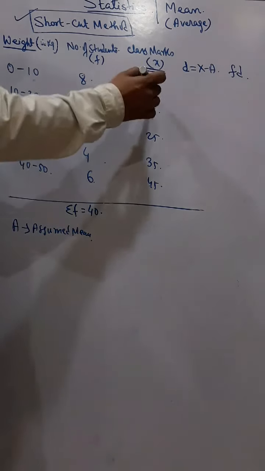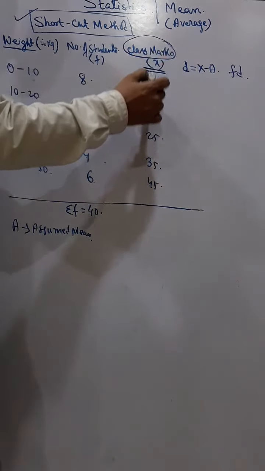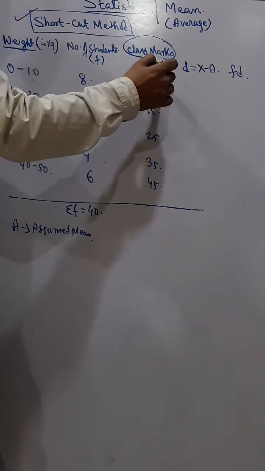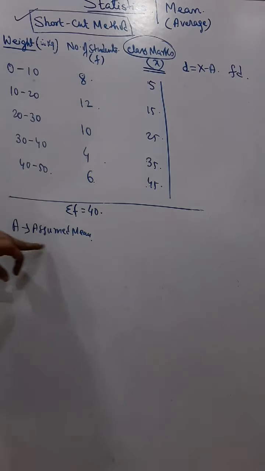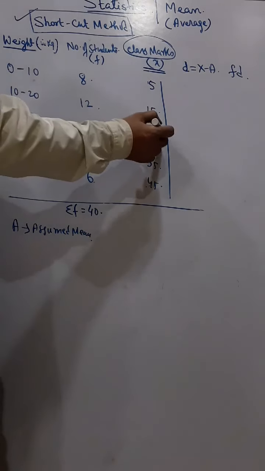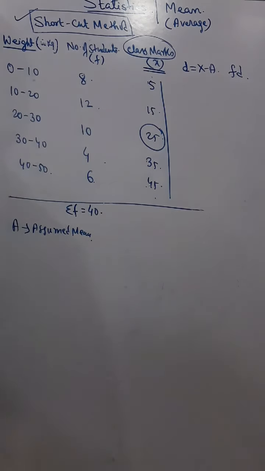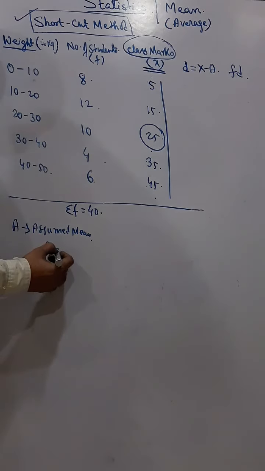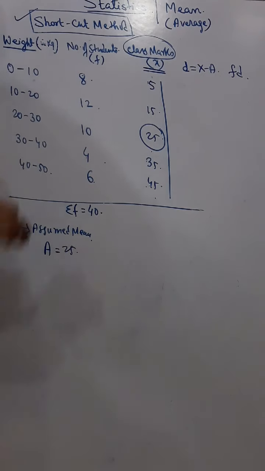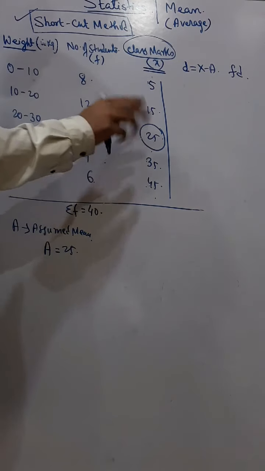Now, we have to assume a mean from this class mark. Okay, from the class mark we'll find the assumed mean. And generally what we take as the assumed mean is the mid value of the class marks. So in this case the assumed mean is 25, because you can see the mid value is 25. Here you have 2, here you have 2, the mid value is this.